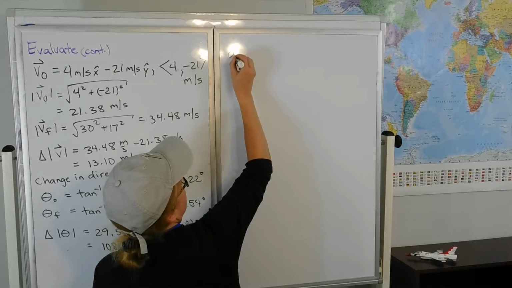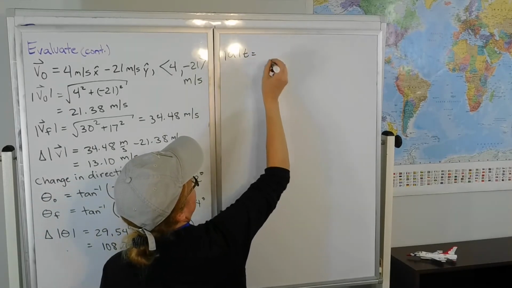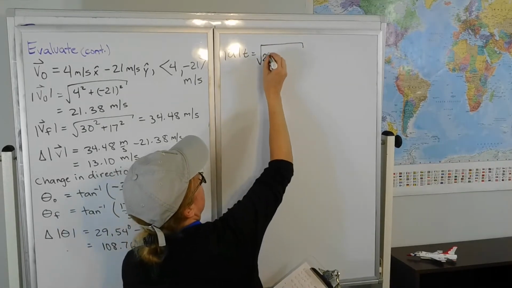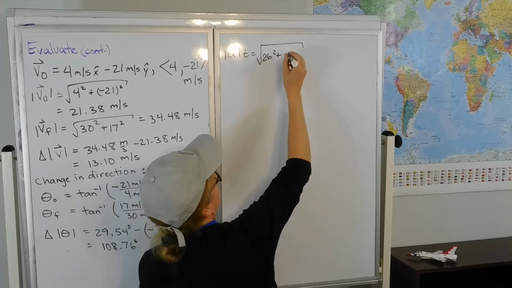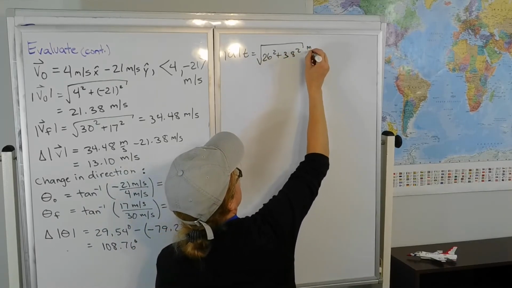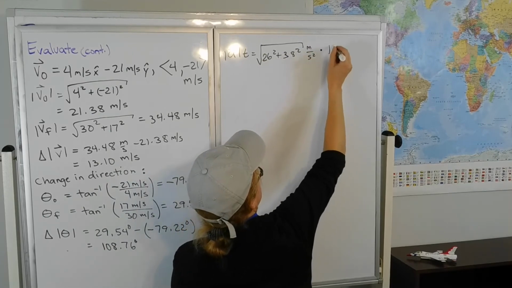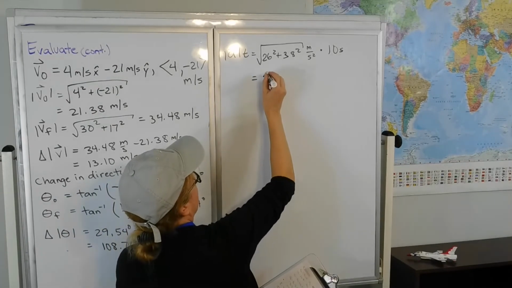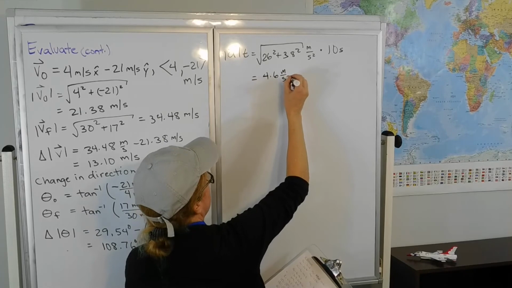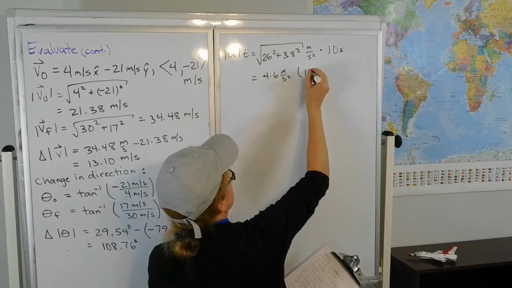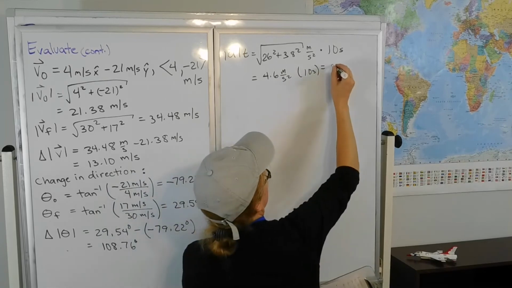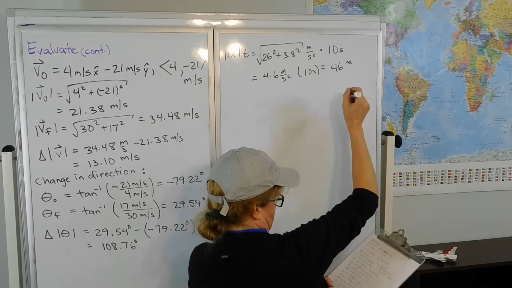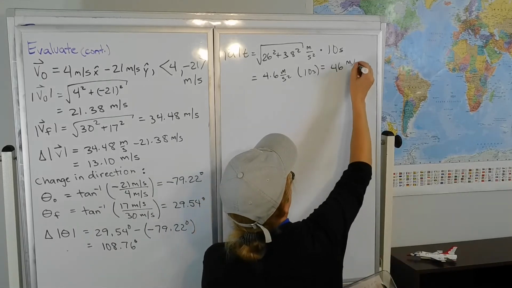The magnitude of the acceleration vector times time is equal to, applying the Pythagorean theorem again, the x component of the acceleration, 2.6 squared, plus the y component squared, 3.8 squared, and that's meters per second squared, times the time, 10 seconds. And so that is equal to 4.6 meters per second squared times 10 seconds, and that gives us 46, a nice number, meters per second.